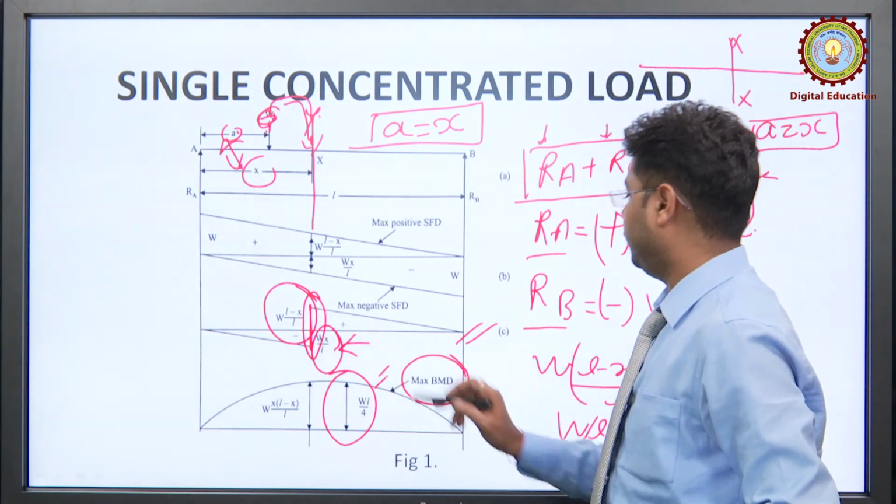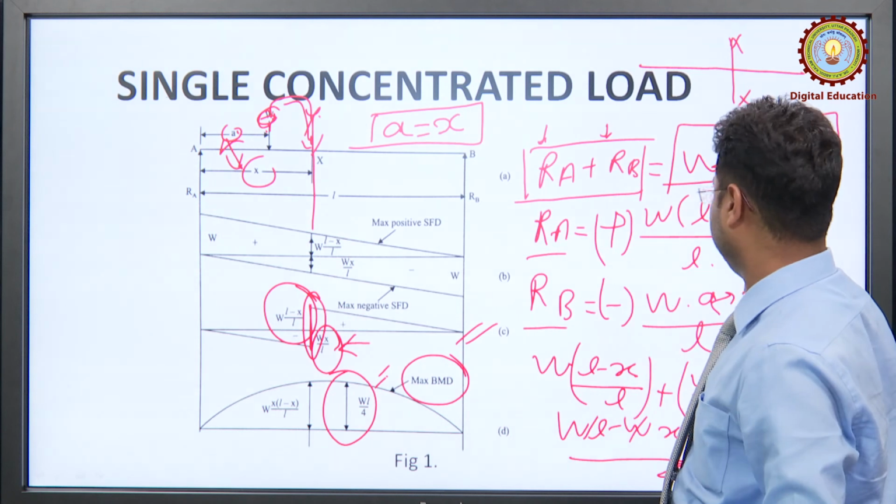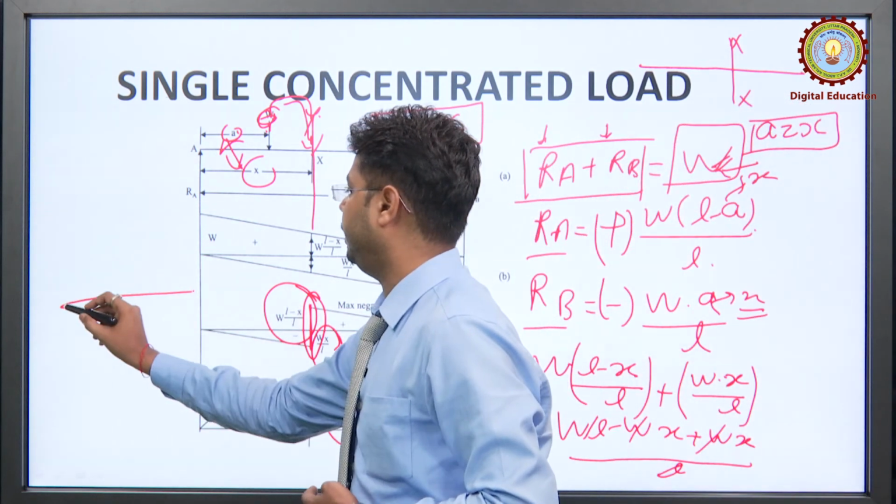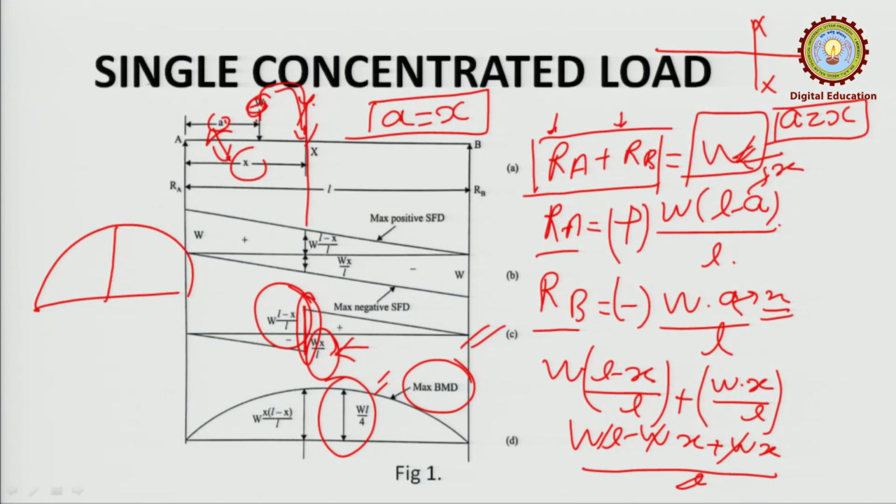What is the maximum bending moment for a simply supported beam? We know the maximum bending moment for a simply supported beam is WL by 4.